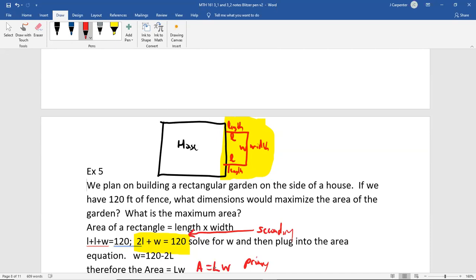Now you might say, well, which should I solve for, L or W? It doesn't matter because they're not going to have that X and Y confusion here. Me personally, I would solve for W because W is going to be easier to solve for in this equation. All you have to do is move the 2L. If you try to solve for L, you'd have to move the W and the 2. So I'm just going to take 2L plus W equals 120 and subtract 2L on both sides.